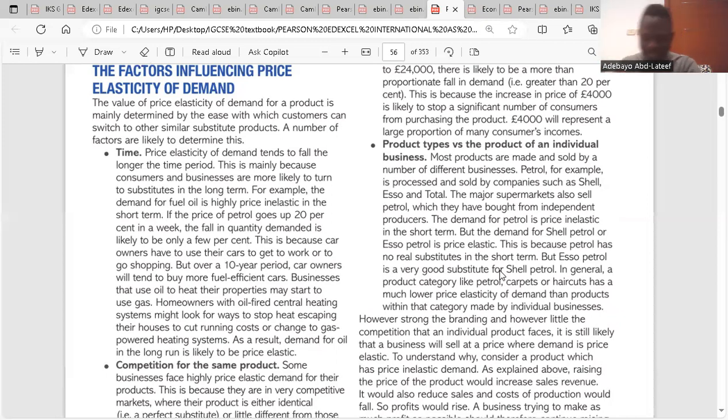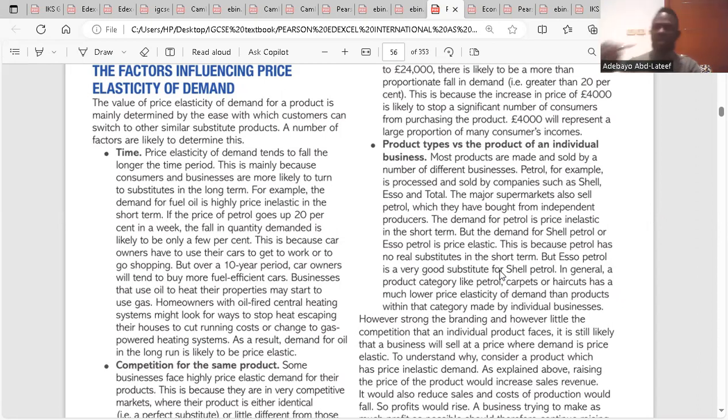You don't get it? Okay, let me use this. They said petrol, for example, is processed and sold by companies such as Shell, Esso, and Total. The major supermarkets also sell petrol, which they buy from independent producers. Demand for petrol is price inelastic in the short term. But demand for Shell petrol or Esso petrol is price elastic. This is because petrol has no real substitute in the short term, but Esso petrol is a very good substitute for Shell petrol in general. A product category like petrol, carpet, or aircraft has a much lower price elasticity of demand than products within the category made by individual businesses.